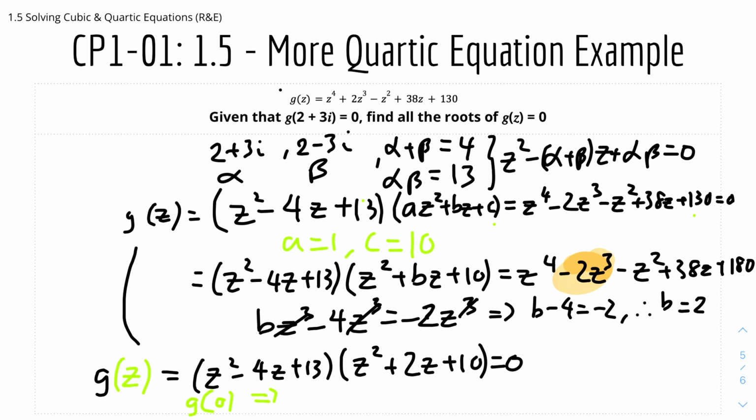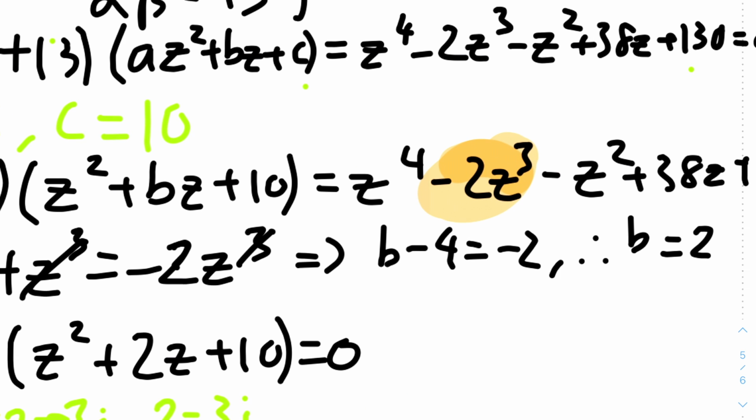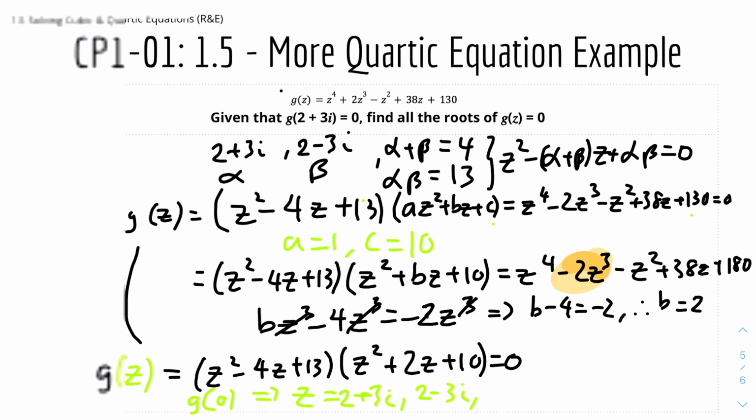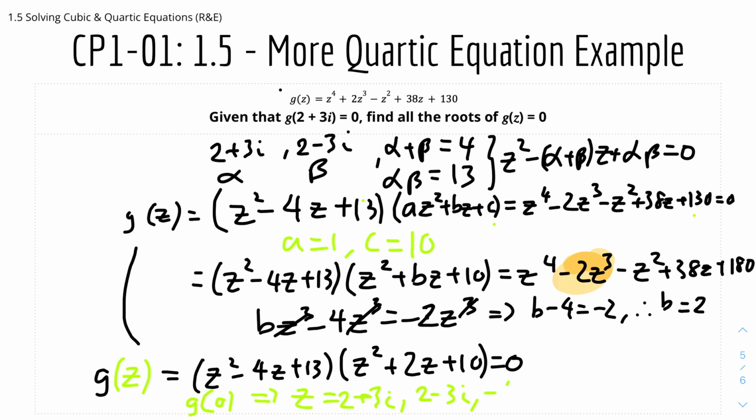And to solve these, you can actually just use the quadratic formula. So the first one will be z equals 2 plus 3i and 2 minus 3i, because that's what we're given in the question. And to solve the second part, the coefficient for a is 1, b is 2, and c is 10, and that will get you another complex conjugate pair, which is minus 1 plus 3i and minus 1 minus 3i. And these are the answers.